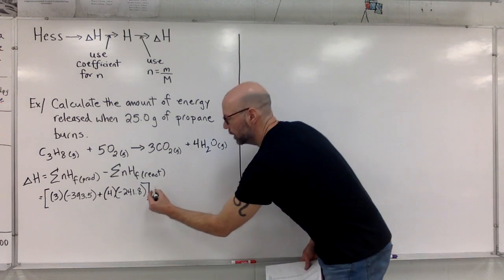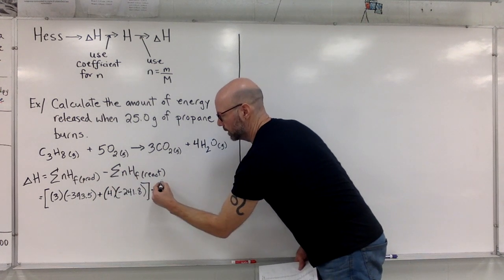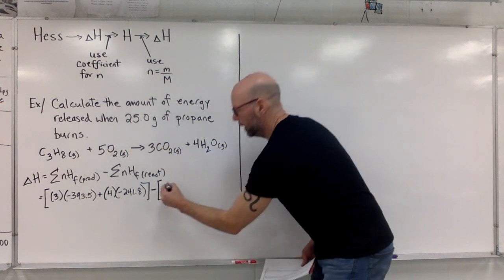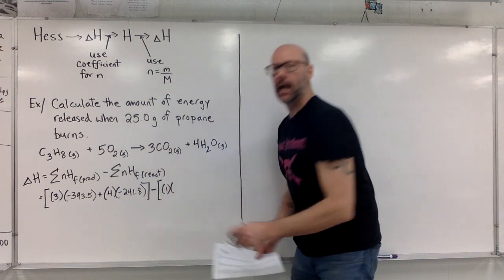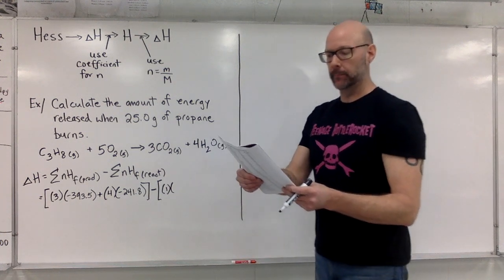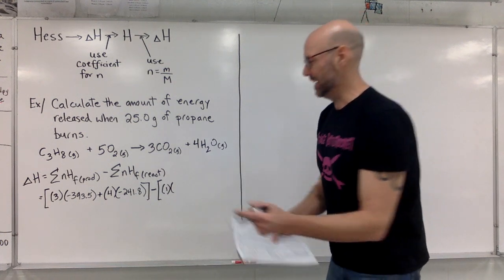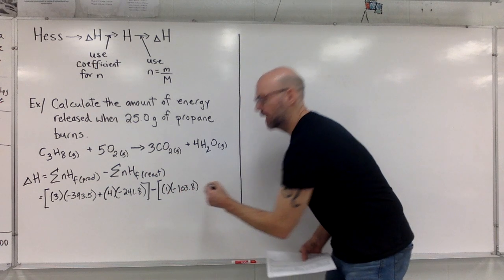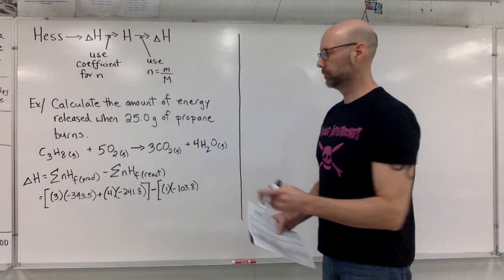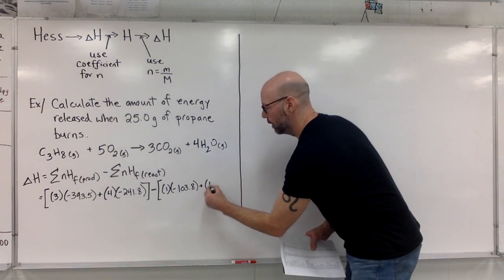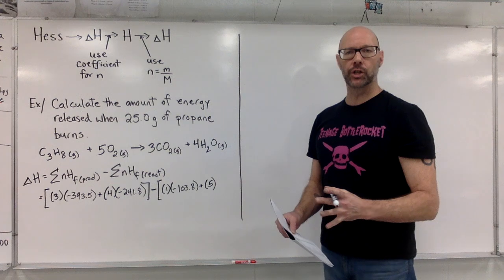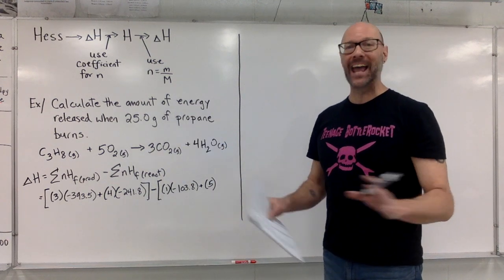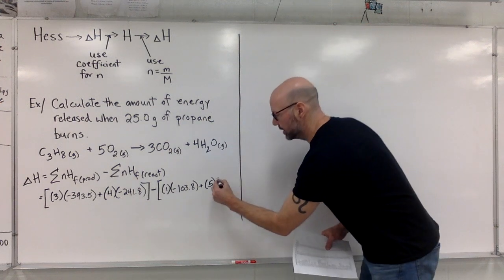And now we're going to subtract, big subtract right there, the reactants. We have 1 mole of propane. I look up propane in the data booklet. Negative 103.8. Again, that's kilojoules per mole. We have also 5 moles of oxygen. Oxygen is not in the data booklet. It's an element. Elements do not have molar enthalpies of formation. That's 0.